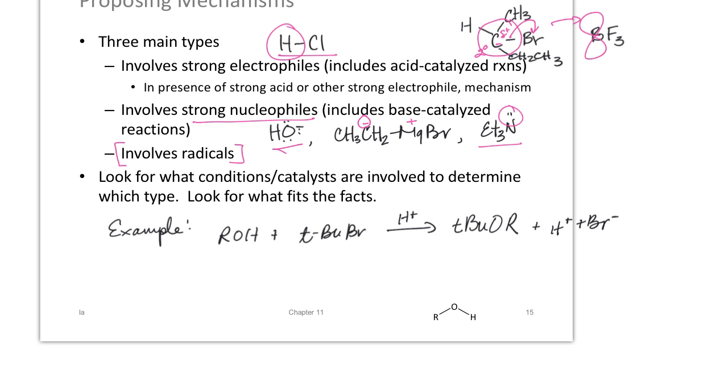So in order to figure out what mechanism we have, how to predict a product, we should look at the conditions and catalysts involved to determine what type of reaction we have. So here's an example reaction, an alcohol and a T-butyl bromide with acid present, and we end up getting this T-butyl ether with H plus and Br minus left over. So it's this acid present that tells us it's an electrophilic kind of reaction.